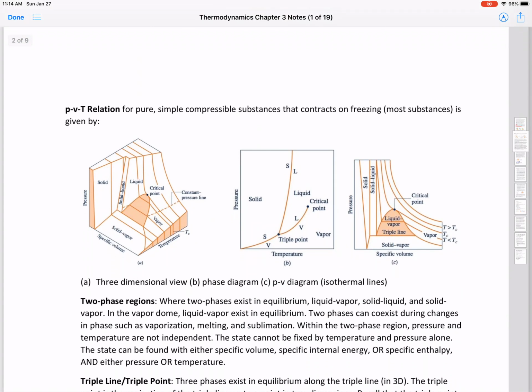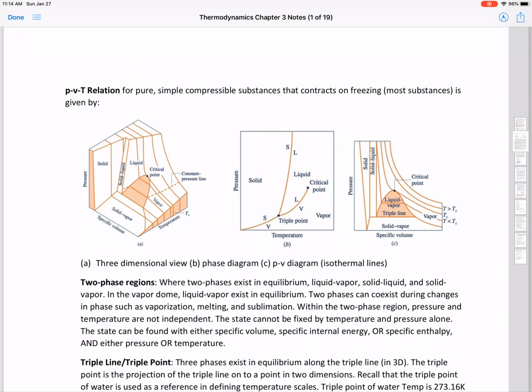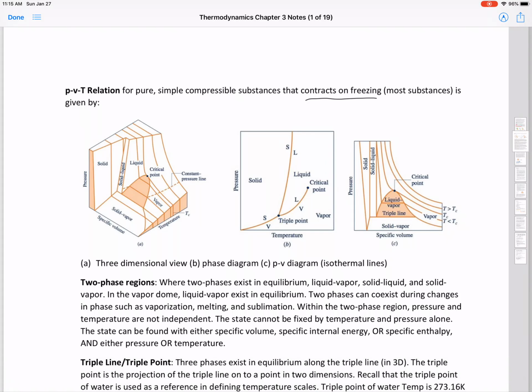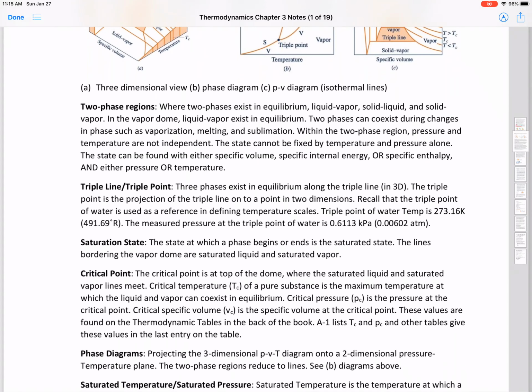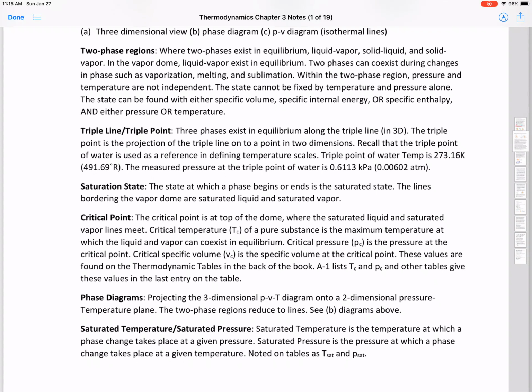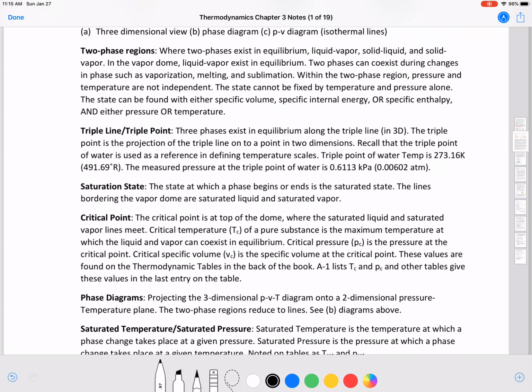So more definitions. Oh, one more. Looking at it, this is for other substances, and you can see it's similar. These contract on freezing, but it's similar to what we saw in the other diagram, which expands on freezing, for water. But we have some definitions here that we'll go through, and then we'll see more of this.